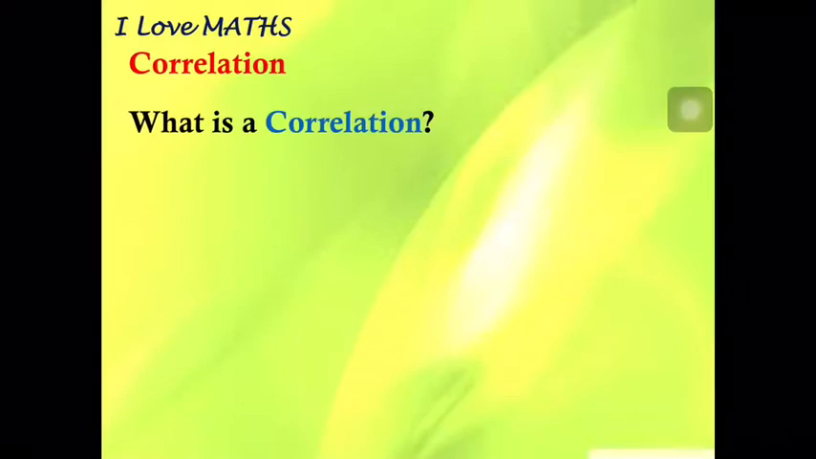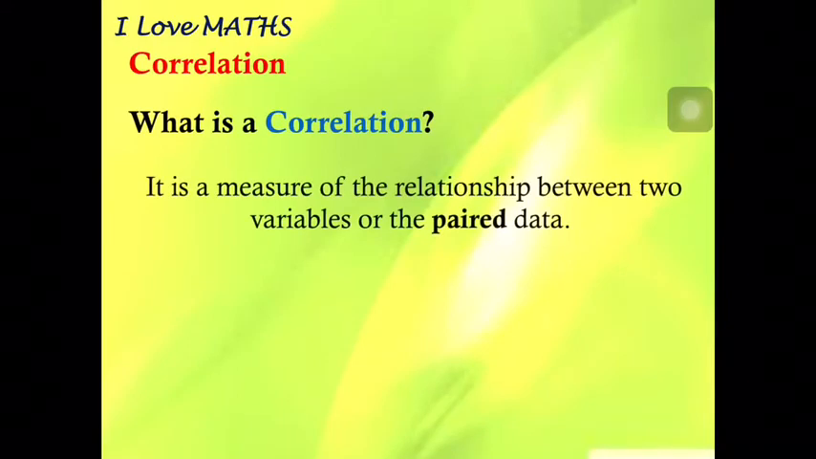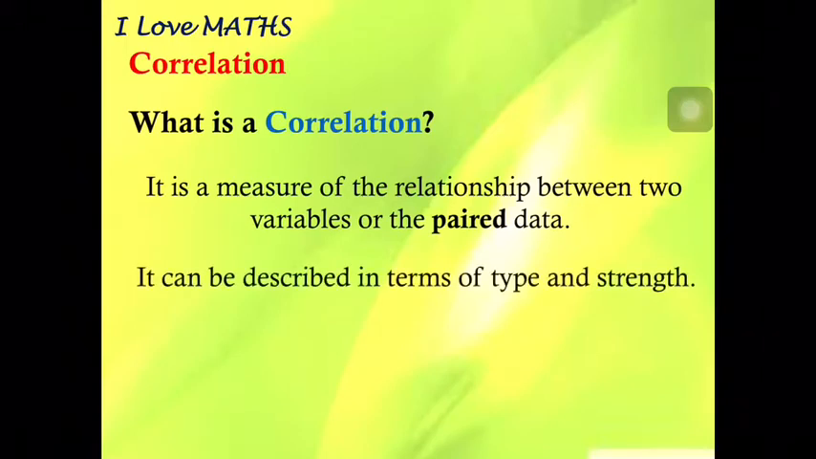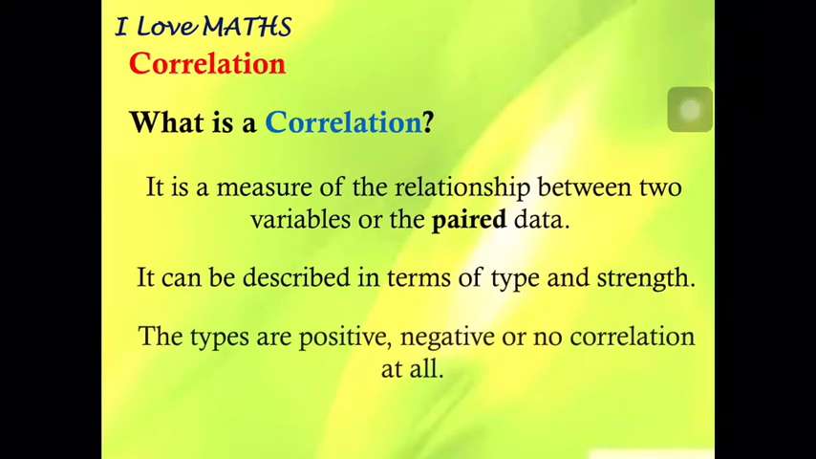So what is a correlation? It is a measure of the relationship between two variables or a pair of data. It can be described in terms of type and strength, and these types are positive, negative, or no correlation at all. Look at these figures.